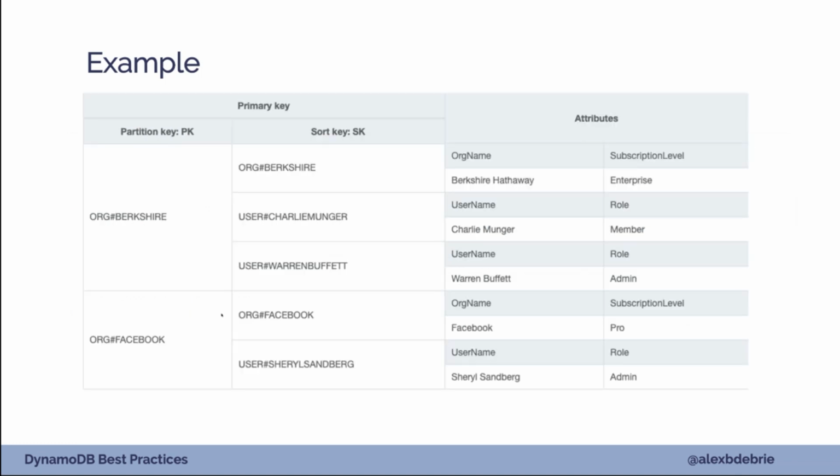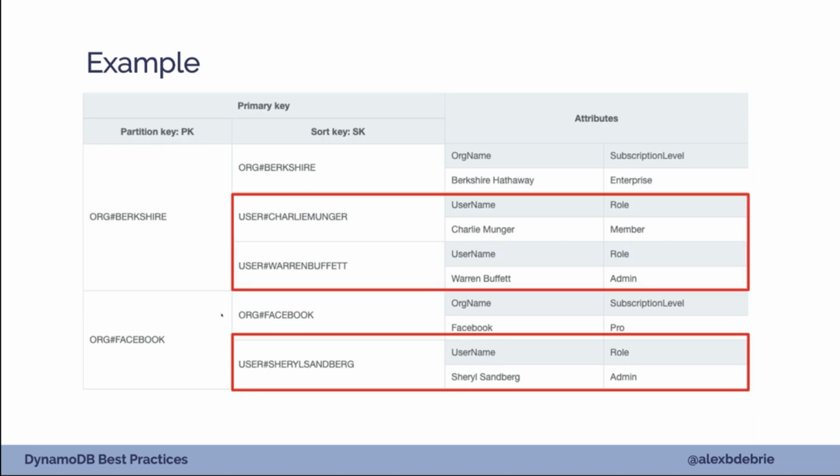So now I've got a couple organizations in there. Let's add some users into that organization, because remember, we're putting both organizations and users into the same table. I've done that here. So I still have those organization entities there. I've also highlighted in red the new user entities that I've added. A couple interesting things to note here. The user items share the same PK as their parent organization. So like Charlie Munger and Warren Buffett, they both work for Berkshire, so they have the same PK as that. They're going to be in the same item collection, which we'll cover in a second.